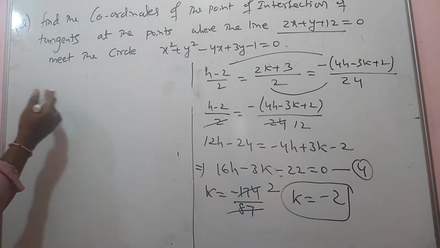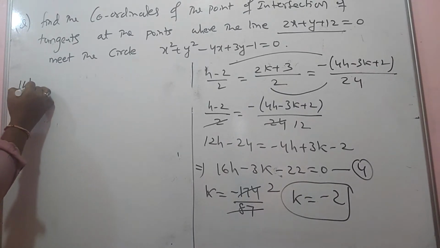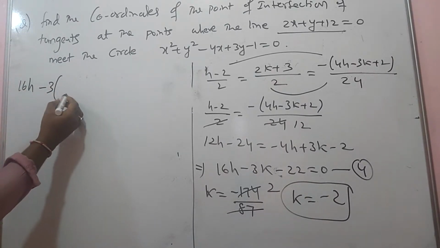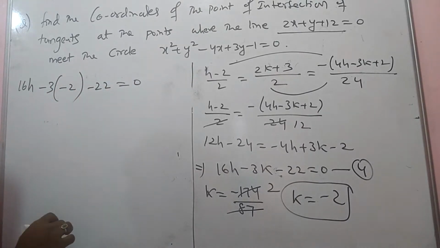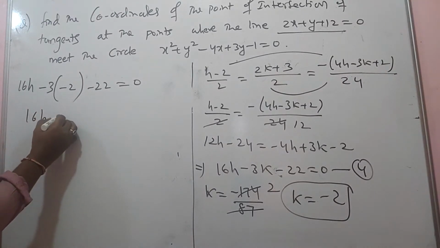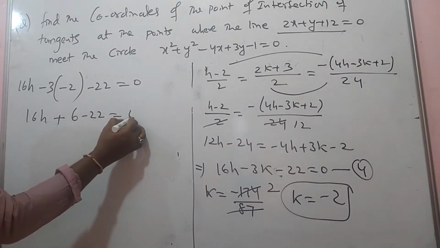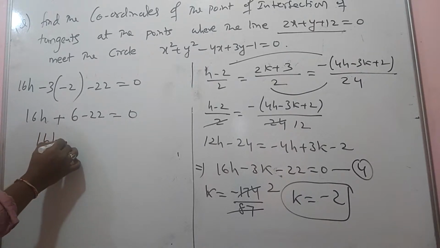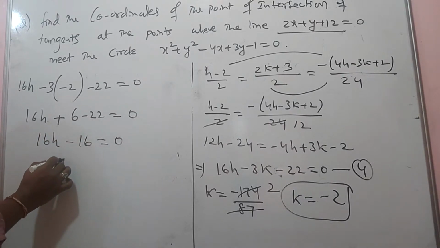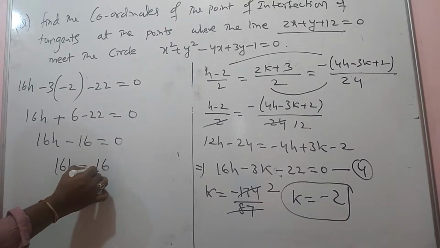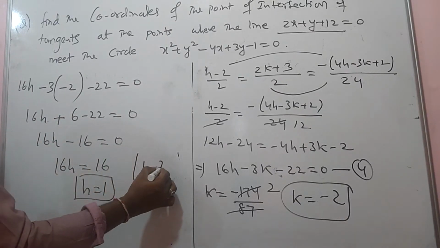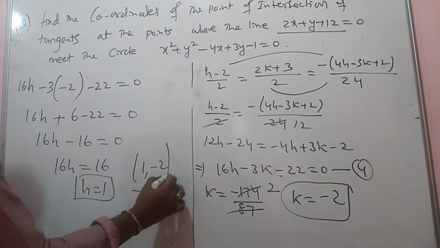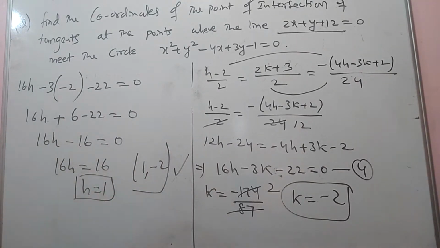So I have done the total sum again. 3 into k value minus 2, minus 22 is equal to 0. So 16h plus 6 minus 22 is equal to 0. 16h minus 16 is equal to 0. 16h is equal to 16. h is equal to 1. Therefore, the answer 1 comma minus 2 is the right answer.